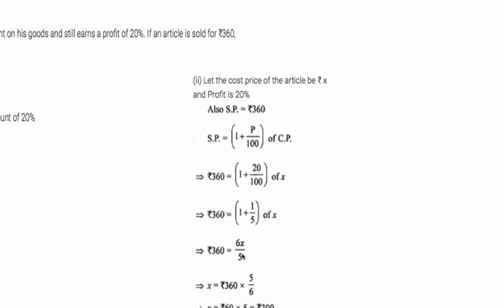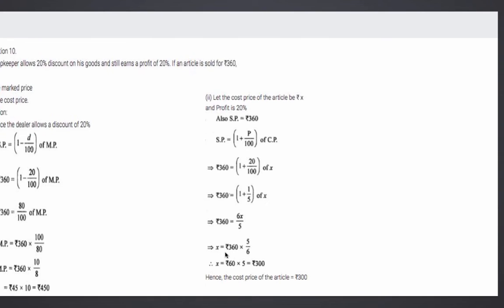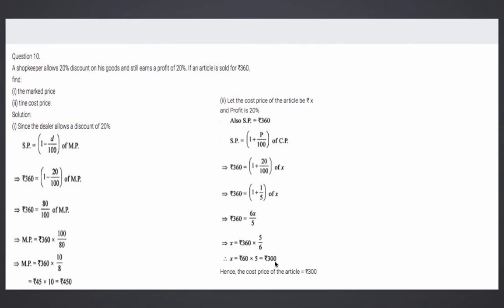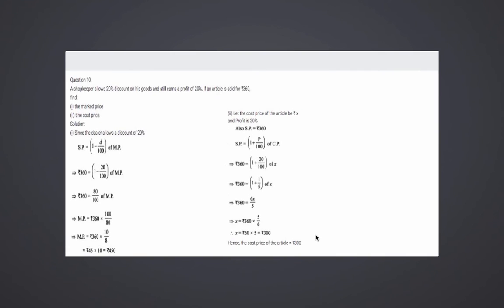So 6 upon 5 comes out 360, and the value of the cost price comes out on calculating: 360 divided by 6 is 60, 60 into 5, that is 300. So hence you get the cost price of the article as rupees 300. Clear, students?